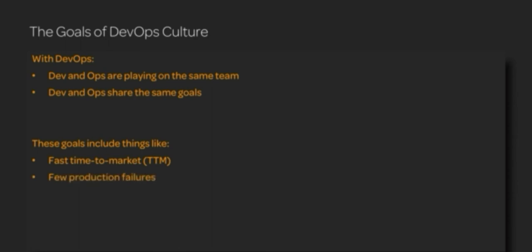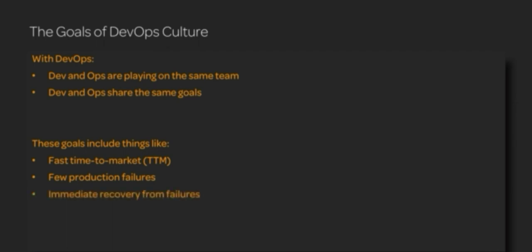Another goal is minimizing production failures. This goes back to stability. The more production failures there are, the more instability there is. So if we want production to be stable, we need to make sure that there are few production failures, and we need to find solutions that will allow us to deploy quickly so that we get that fast time to market, while also minimizing the number of failures that are caused by those changes.